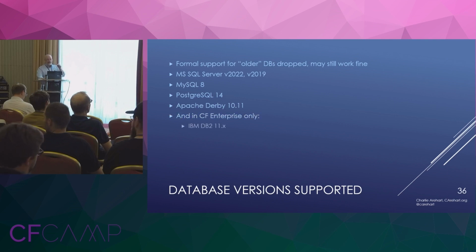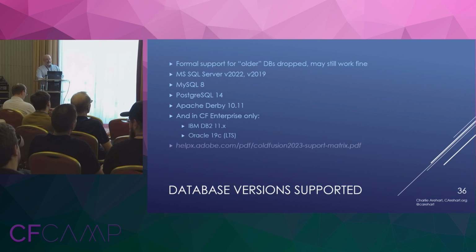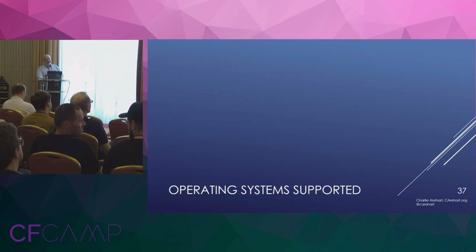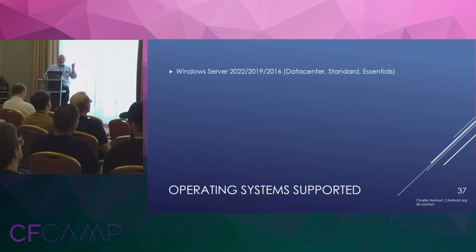And if you use CF Enterprise, it supports DB2 version 11 and Oracle version 19c, LTS. And this is all mentioned on the support matrix. So again, you could have looked at this, but I'm just letting you know because often people don't look at these pages. And it also lists the database as a service options and the version numbers they support on Azure and AWS and GCP.